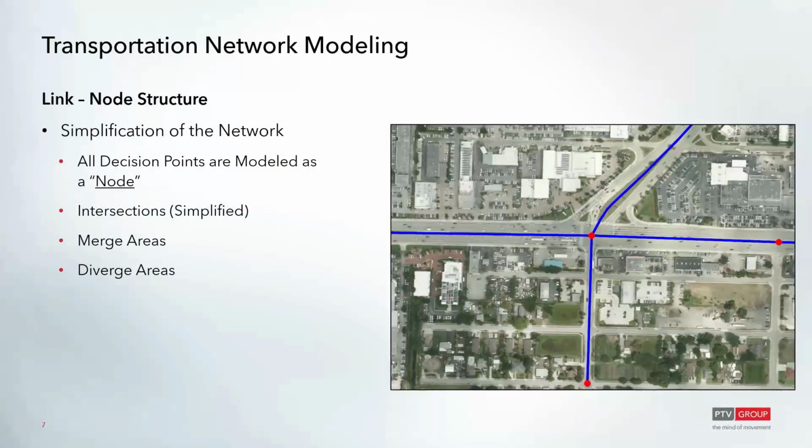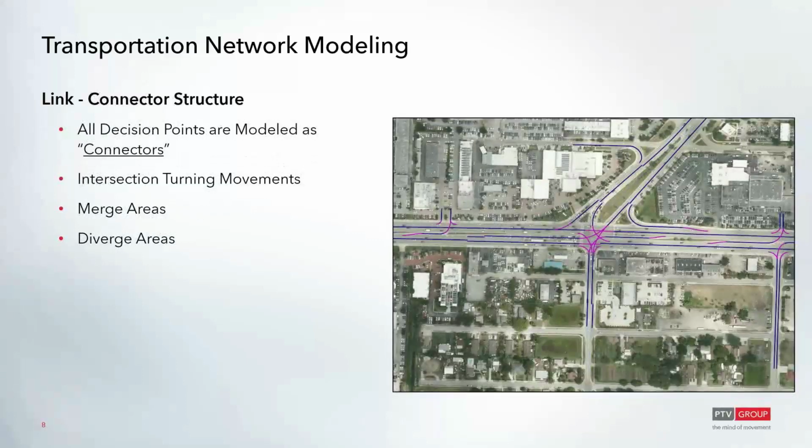So most transportation network models use a simplified link and node structure where the nodes are used for any decision points. So these will include any intersections and any merge and diverge areas. However, in microsimulation, this will require a lot more detail in the base network. So in this case, all of the major roadways will be modeled using links, which you can see here show up in a dark blue.